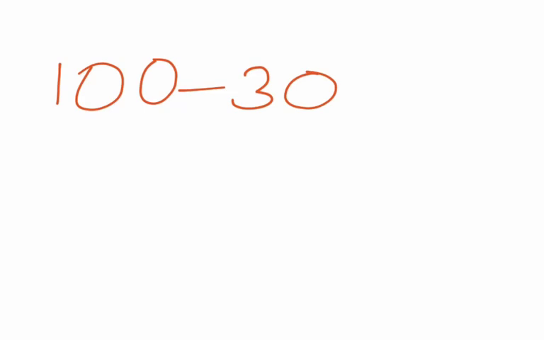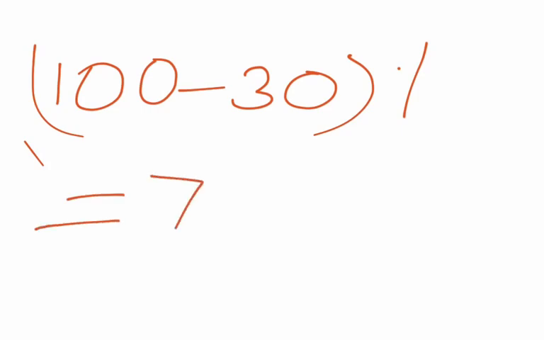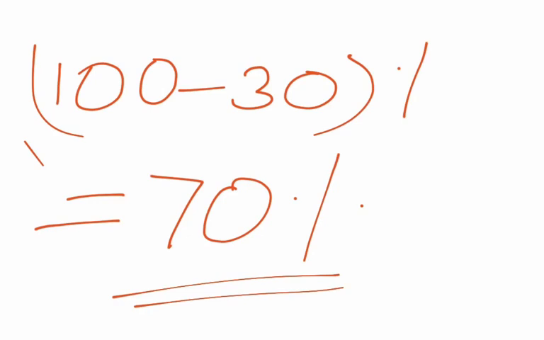So what will you do? It's like 100 minus 30. Obviously you will be thinking that we have to take out the percentage of the remaining students in the class who were girls, right? So what is left? Just do it like this, and what is your answer? 70%, right?